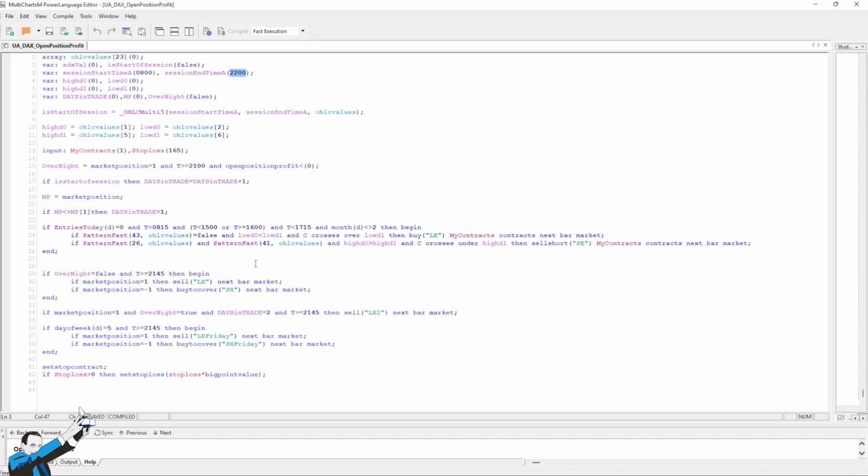So where did we use Open Position Profit in this case? Well, we used it in this variable, the variable called overnight. This is, as mentioned, a strategy that enters both long and short. So the short trades will always be closed at the end of the day. But what will happen with the long trades? In case we're in a long position, then the open profit is negative.